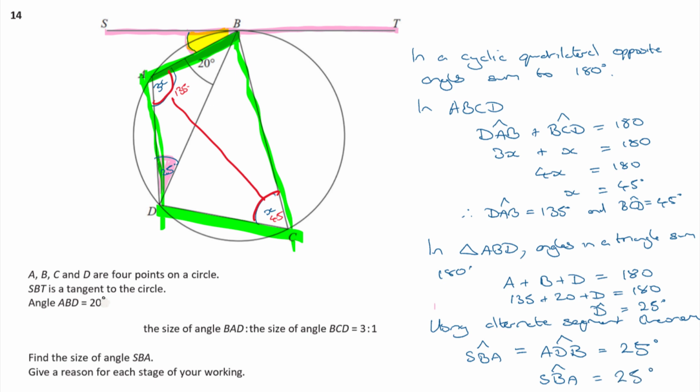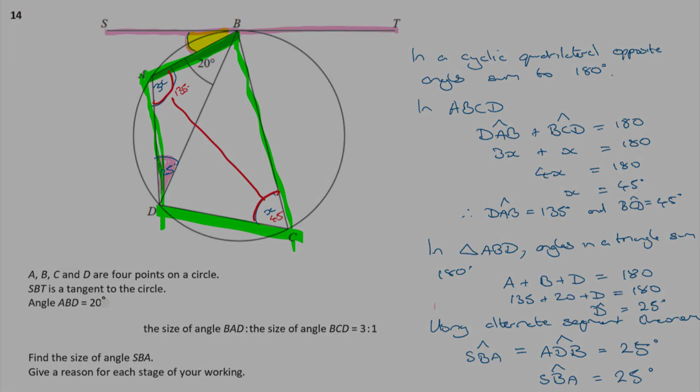25 degrees. Okay, so that was quite a bit of work to do that. I used the cyclic quadrilateral first to find those two angles. Once I had those, I could use angle in a triangle to find D, and once I had D, I could use the alternate segment theorem to find SBA. Okay, it worked out in the end.